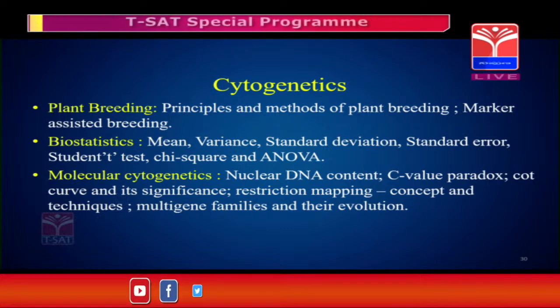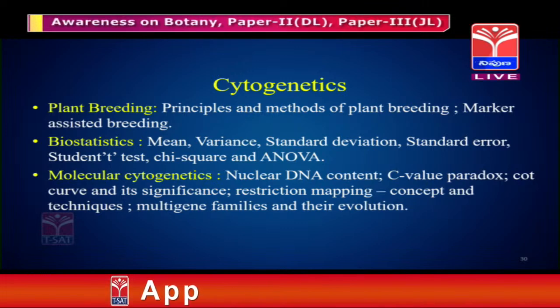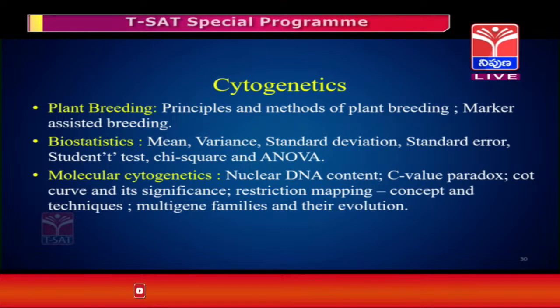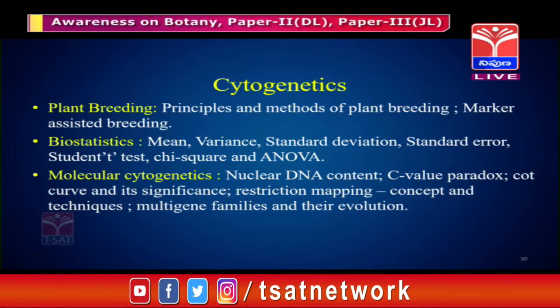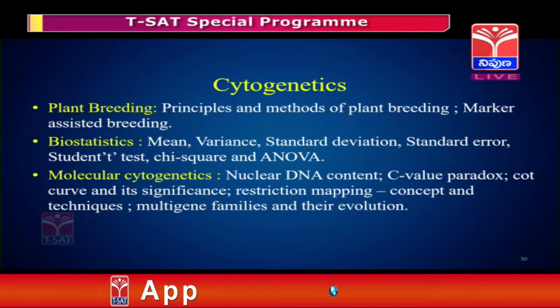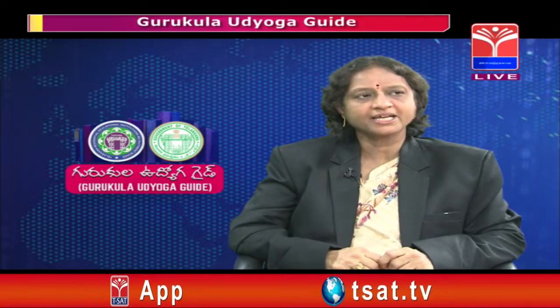Then multi-gene families and their evolution. How these multi-gene families, that is a set of genes, are duplicated innumerably, and then there is a slight variation in it, because of which you have a group of genes which come from a common ancestor. So these kinds of topics, biostatistics and molecular cytogenetics, are the ones you need to concentrate upon. Then comes the next one, plant physiology.